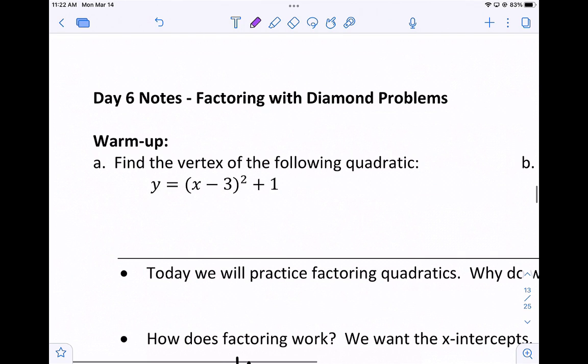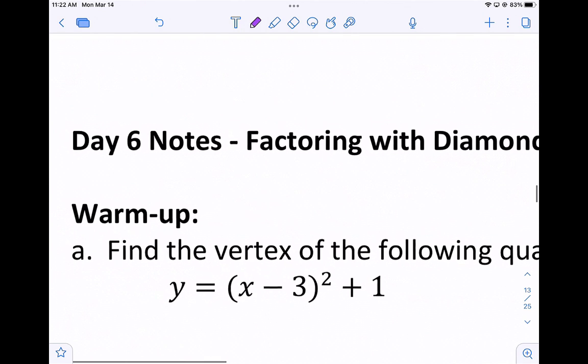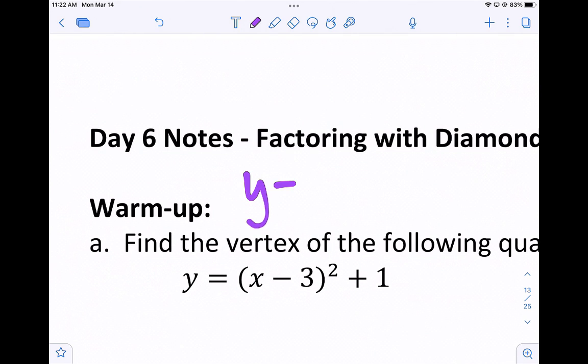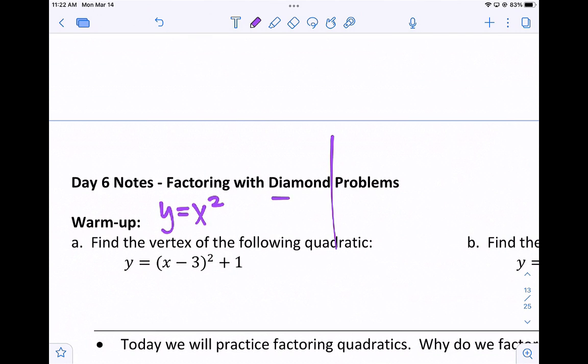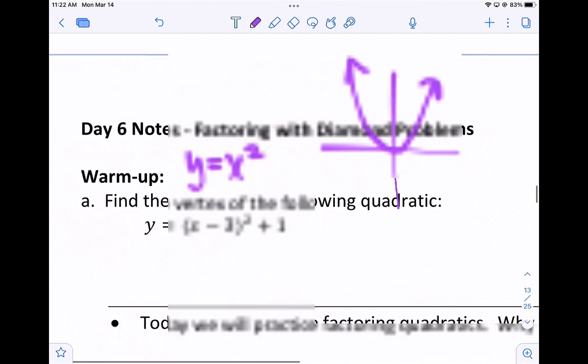A look at factoring with diamond problems. First, a review. In a quadratic, we have this parent function y equals x squared. And the shape of that graph is a parabola where it changes direction at 0, 0.